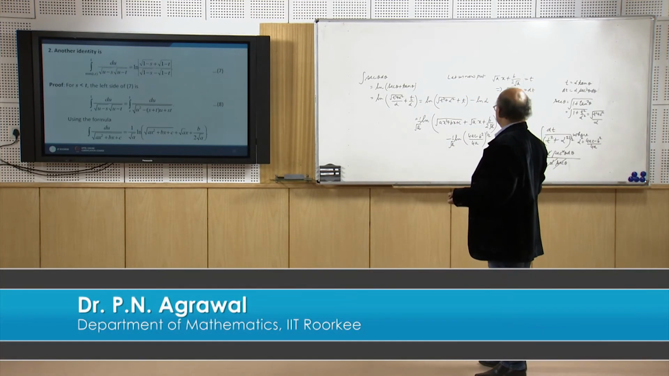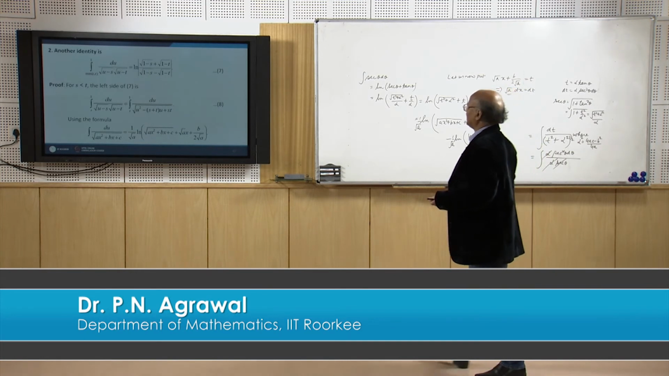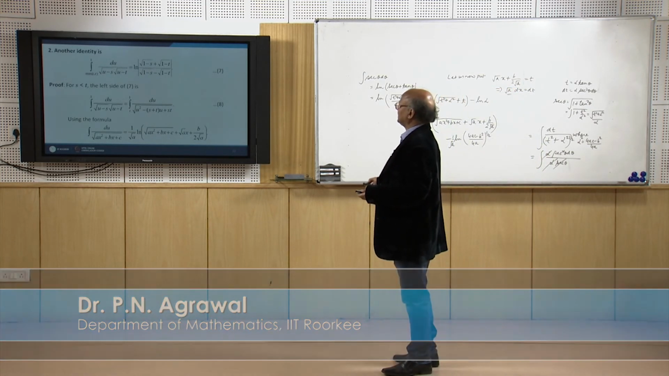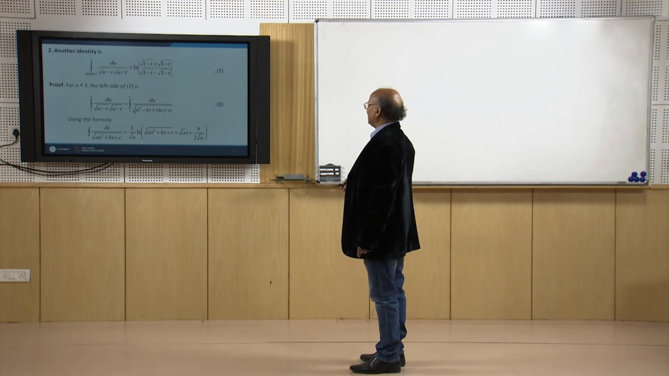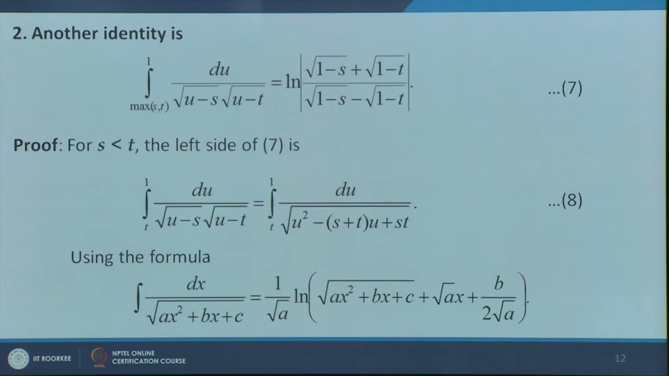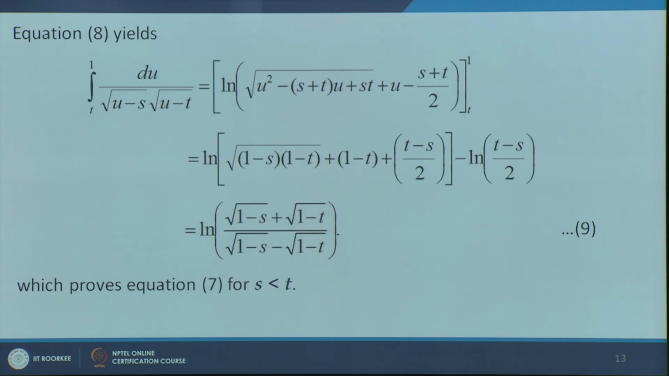So we are not considering this part, which is a constant, because it will get cancelled when we calculate this definite integral. Now we use this standard formula to evaluate this definite integral: the integral from t to 1 of du upon square root of u minus s times square root of u minus t will be equal to ln of the square root of u squared minus (s plus t) into u plus st, plus u minus (s plus t) by 2. Now let us put the limits.